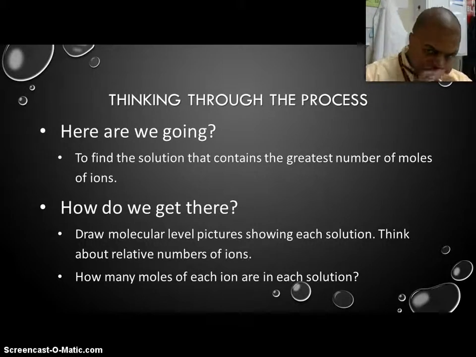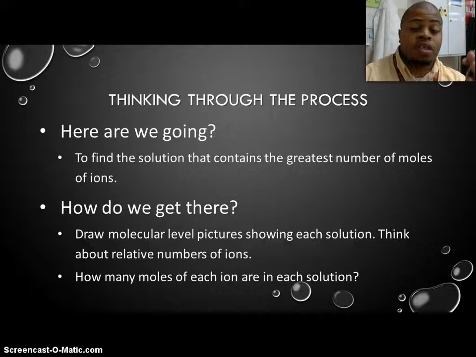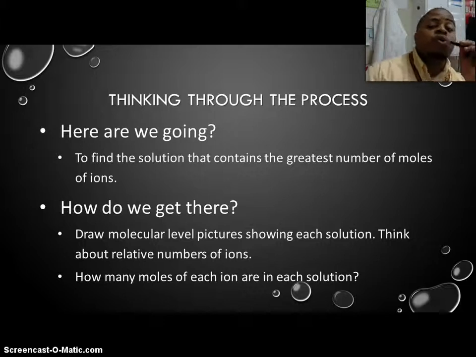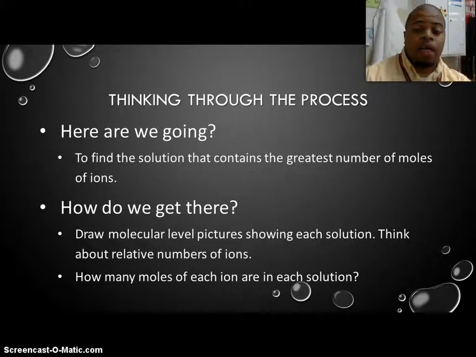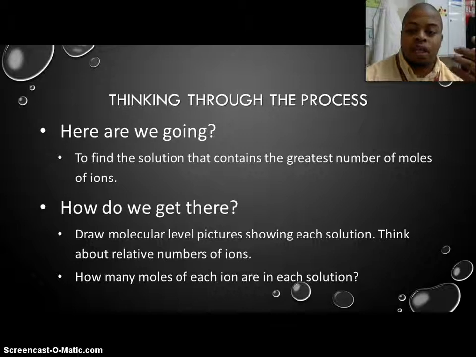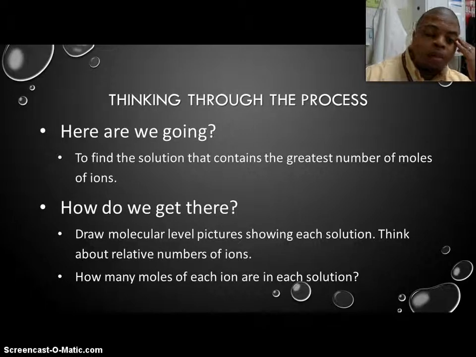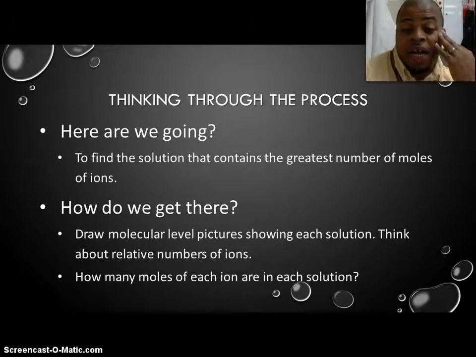Here's where we're going. We need to find, or sorry, where are we going in this case? Sorry, typo. We need to find the solution that contains the greatest number of moles of ions. What do we need to do in order to get there? These are the steps we're going to follow. Draw a molecular level picture showing each solution and think about the relative numbers of ions. So if you're seeing a 0.25 molar solution in 1 liter, in my mind I would think, okay, about a quarter of it should be filled with this particular ion. We want to pay very close attention to those types of things.